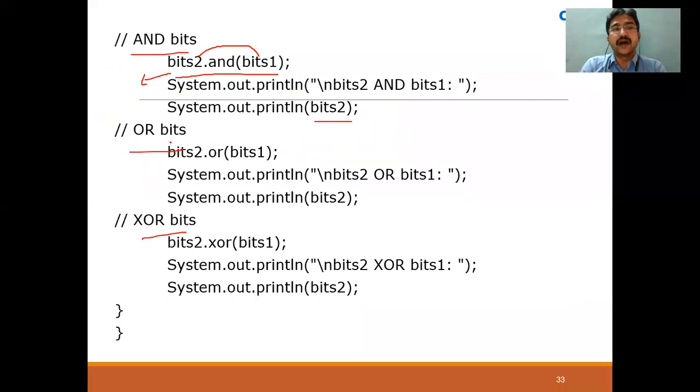Now we are performing the OR operation, OR of bits. Bits 2 dot OR of bits 1. We are performing the OR operation between bits 2 and bits 1. Where is the result of this OR operation? Again in bits 2 only.